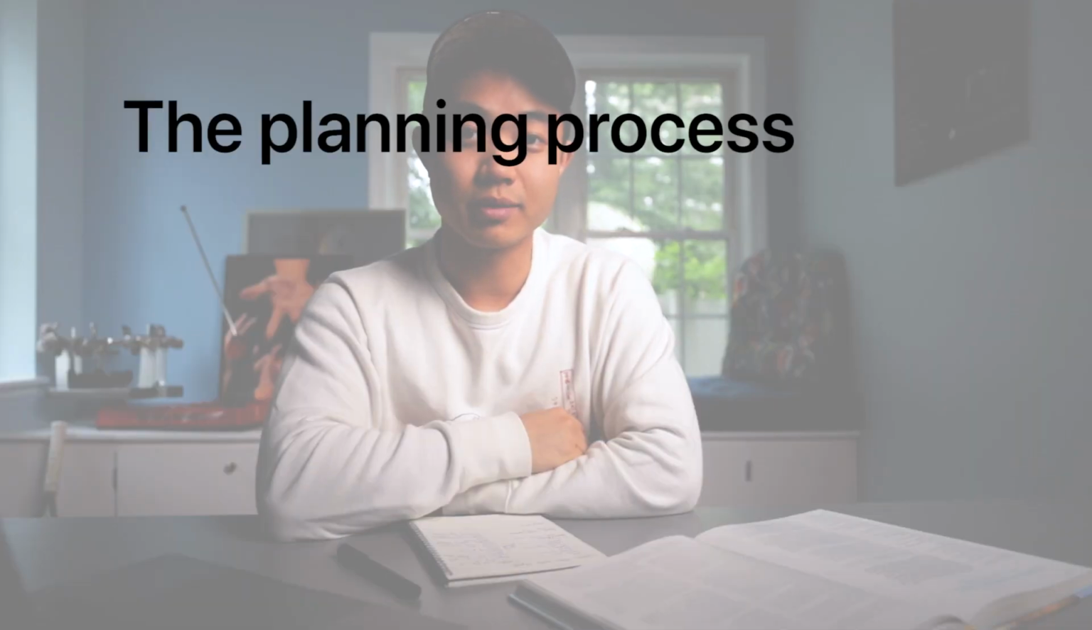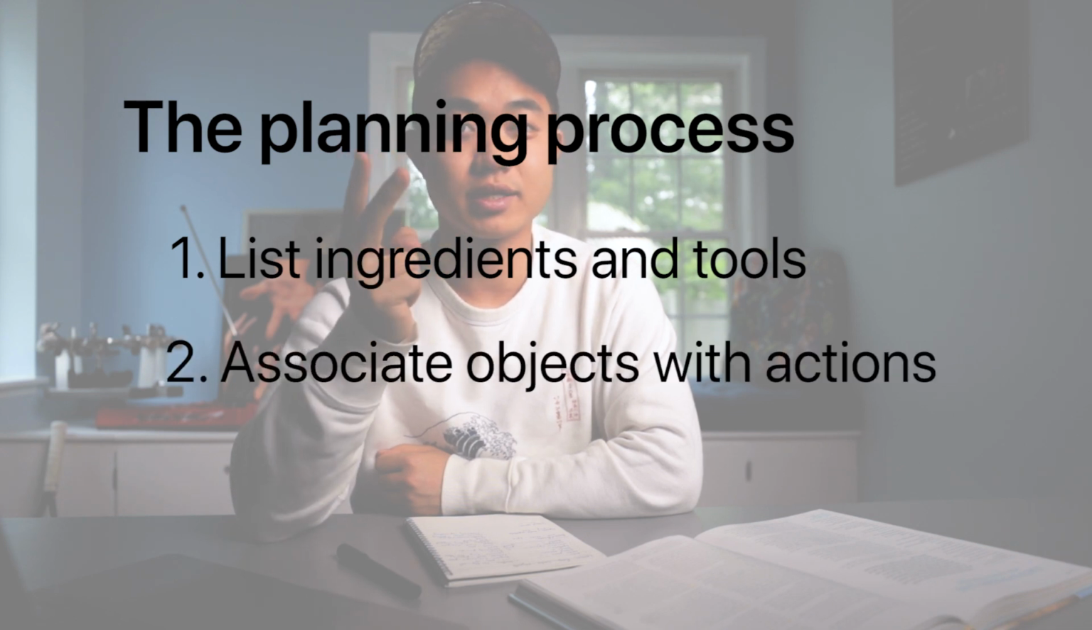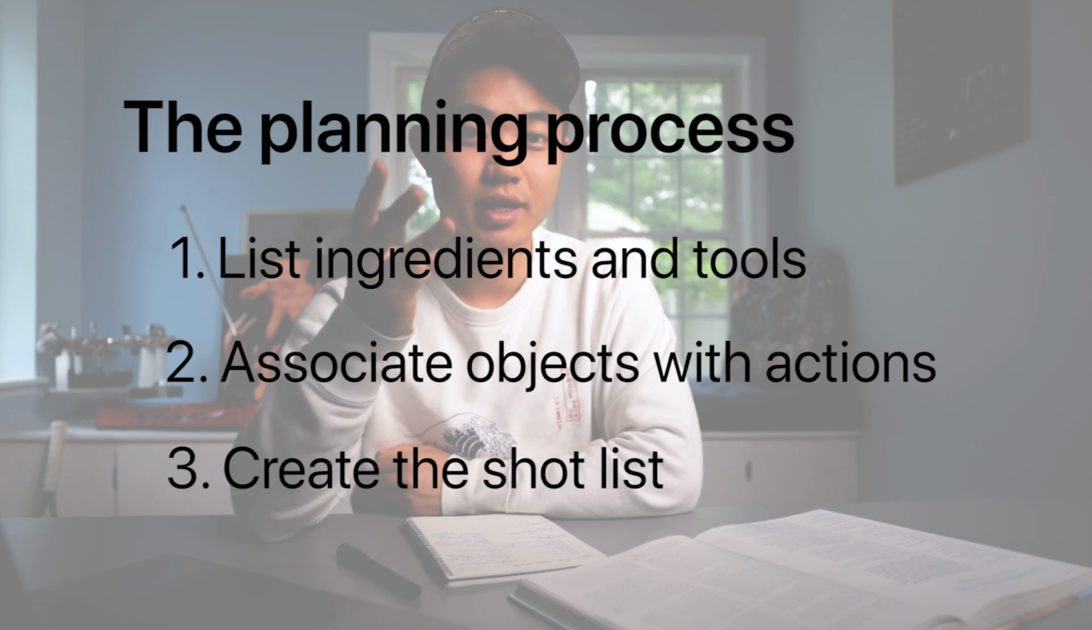So for the actual planning process, there's 3 steps. The first step is to list all the ingredients and objects we're going to be using. Step 2 is to associate all those objects with a set of actions, and step 3 is to combine those actions together to make an actual shot sequence. So to get started, I'm going to make a list of all the tools and ingredients we'll be using.